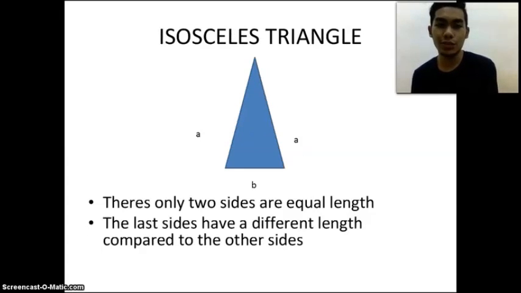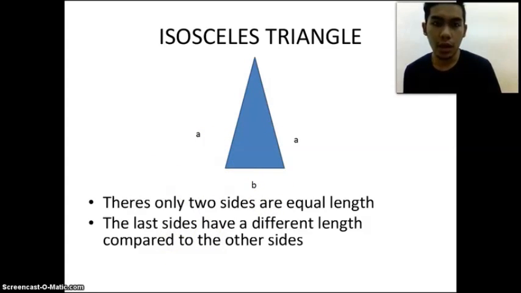Next is isosceles triangles. This is different from the triangles before. This triangle only has 2 sides that are equal, but the other side is not equal.